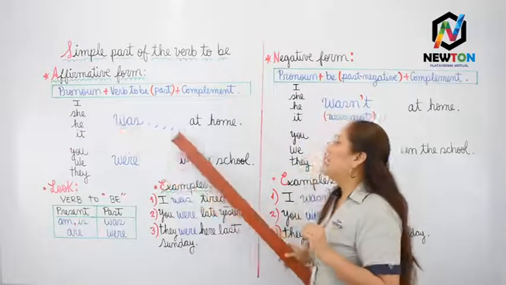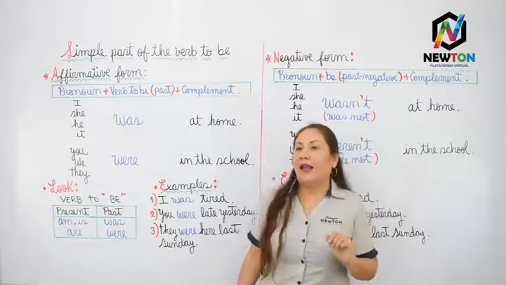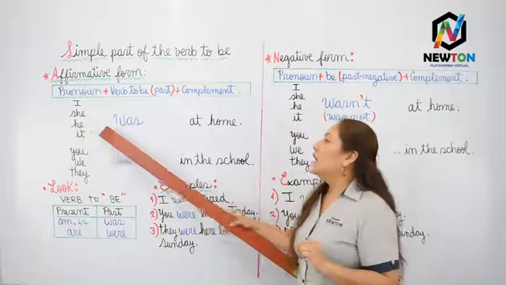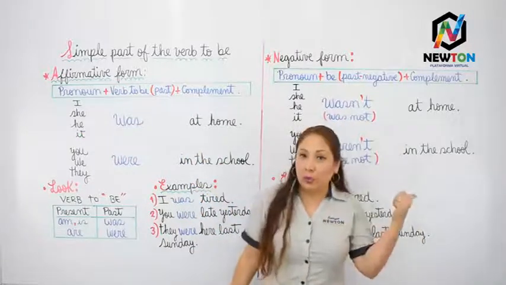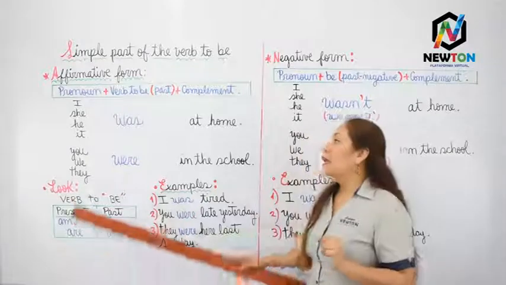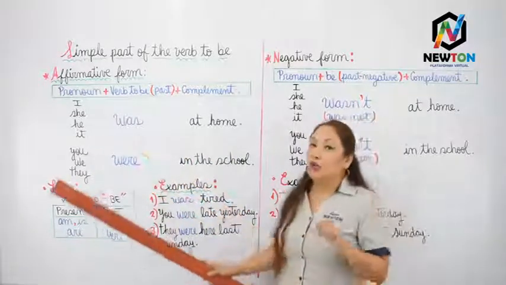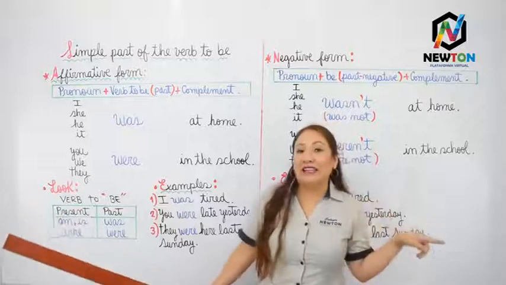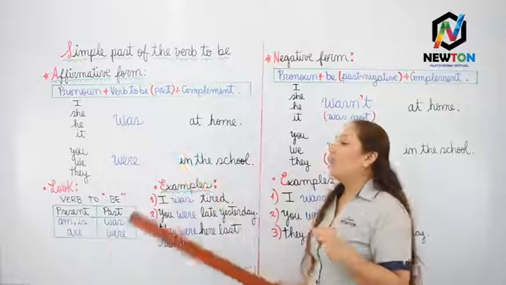She was at home. Ella estuvo en casa. He was at home. Él estuvo en casa. It was at home. Eso, vamos a suponer your little cat, tu gatito chiquito, was at home.